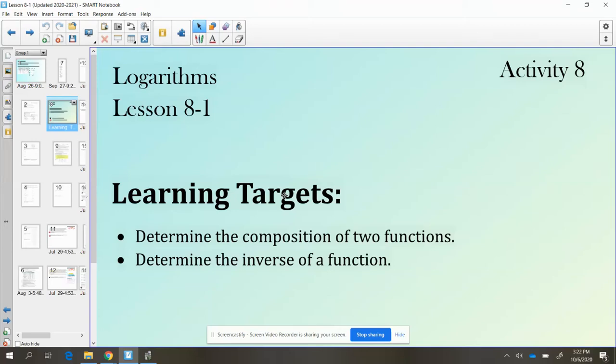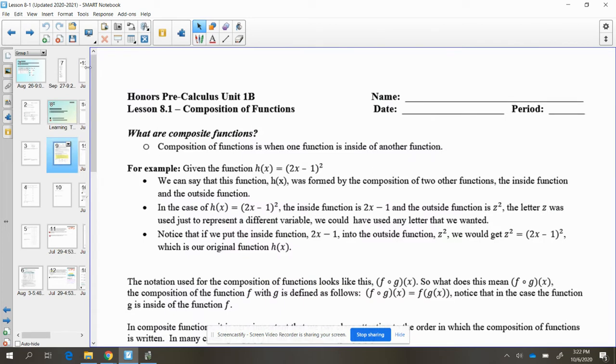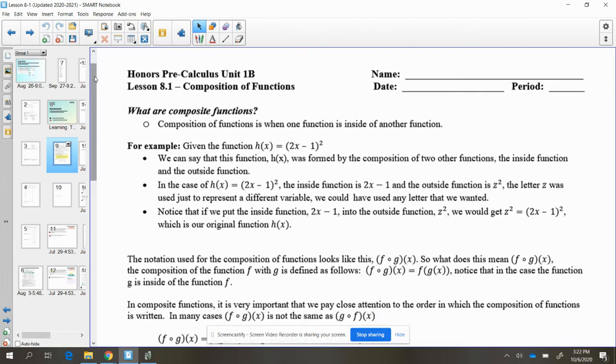Hi everyone, today we are starting activity 8 with lesson 8.1, which is going to talk about composition of two functions, and eventually in lesson 8.2 we are going to determine the inverse of a function. I don't really love our book's notes here, so we're going to do those in class together. Instead, I have this handout that I should have attached to the Edpuzzle video link in Google Classroom so that you can follow along.